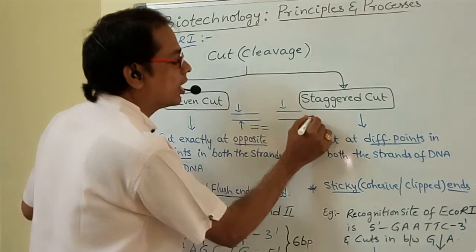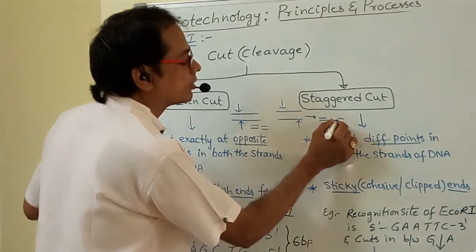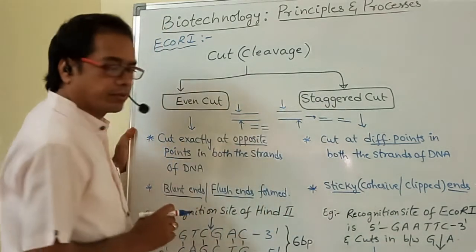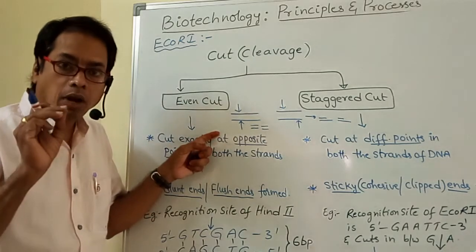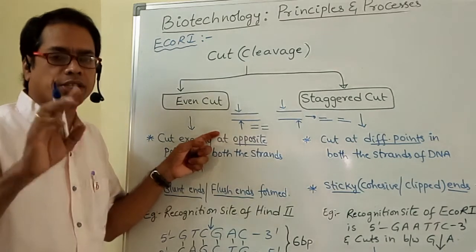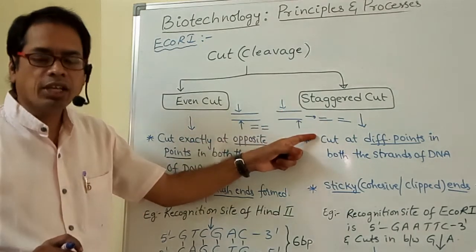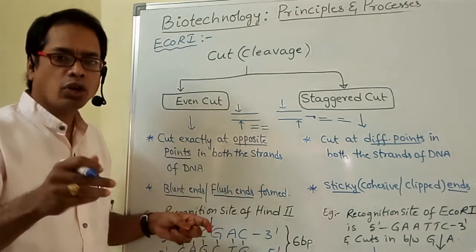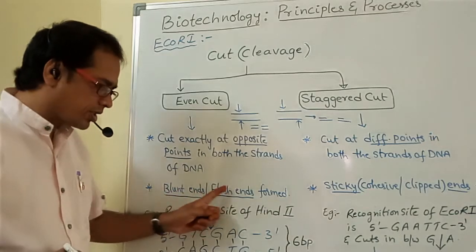If the cut is like this, sticky ends are formed. So in even cut, what type of ends are formed? Blunt ends, there are no sticky ends. Whereas in staggered cut, sticky ends are formed. Sticky ends are also called cohesive ends, also called clipped ends. Blunt ends are also called flush ends.